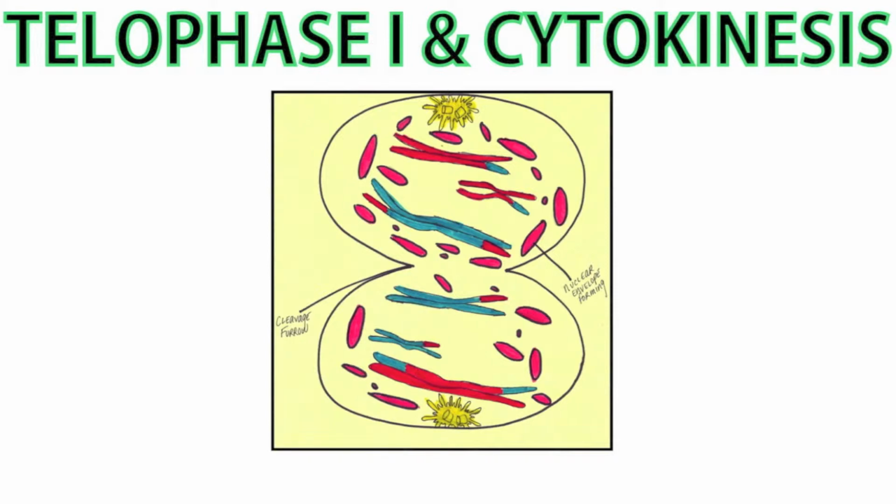Next, chromosomes decondense and nuclear envelopes form. No chromosome duplication occurs between meiosis 1 and meiosis 2. Now meiosis 2 can begin.